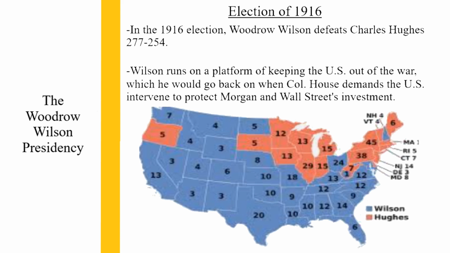Charles Hughes is a moderate Republican. He's seen as very limp-wristed by the public, but he carries the Northeast with the exception of New Hampshire. He carries Michigan, Wisconsin, Minnesota, South Dakota, Iowa, Illinois, and Indiana, and if he had won Ohio, then he would have taken over as president. So if we go on to the next slide.